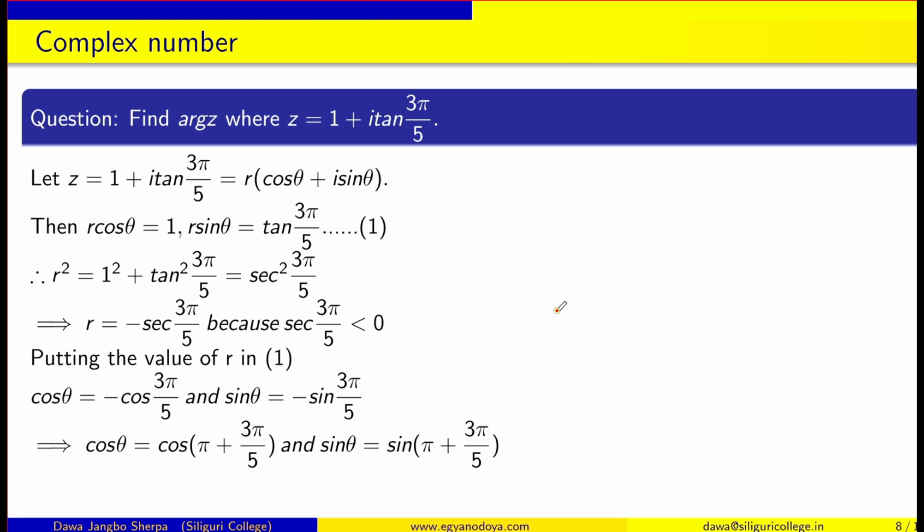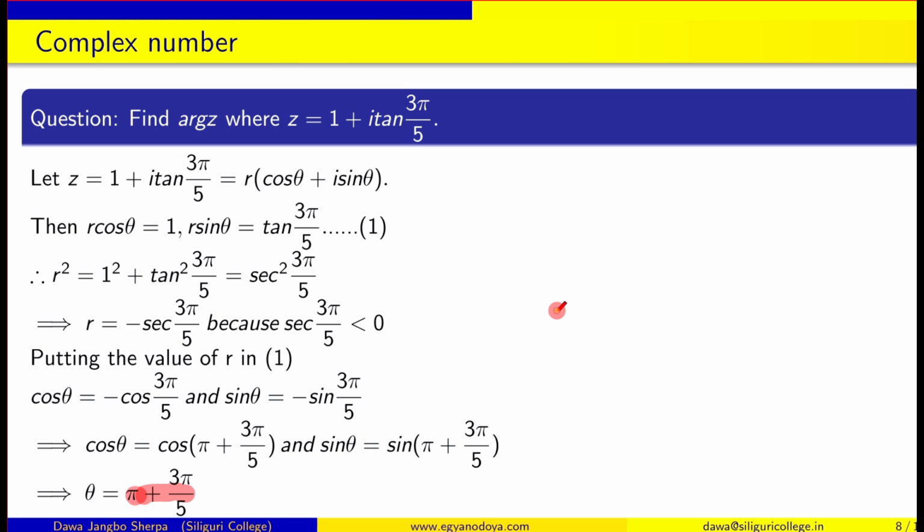Now minus cos 3 pi by 5 can be written as cos of pi plus 3 pi by 5, because cos of pi plus some angle will be negative of cos of that angle, and sin theta equal to minus sin 3 pi by 5 will be equal to sin of pi plus 3 pi by 5. So from both the relations, theta is pi plus 3 pi by 5, and here also theta is pi plus 3 pi by 5. So our argument theta is pi plus 3 pi by 5.